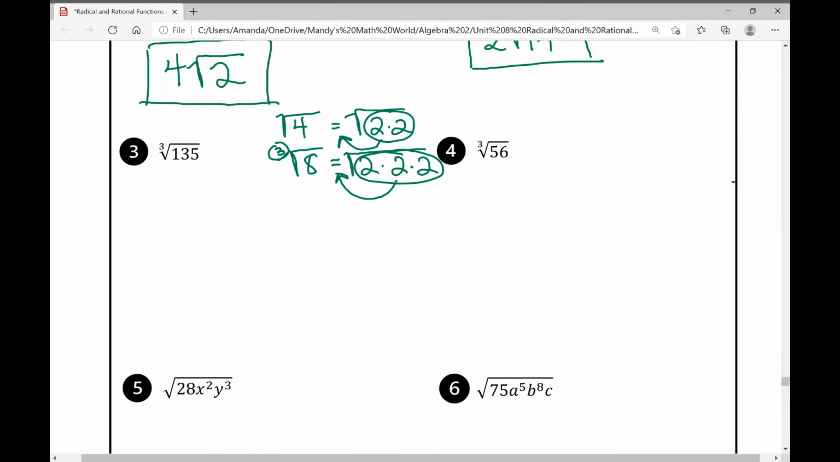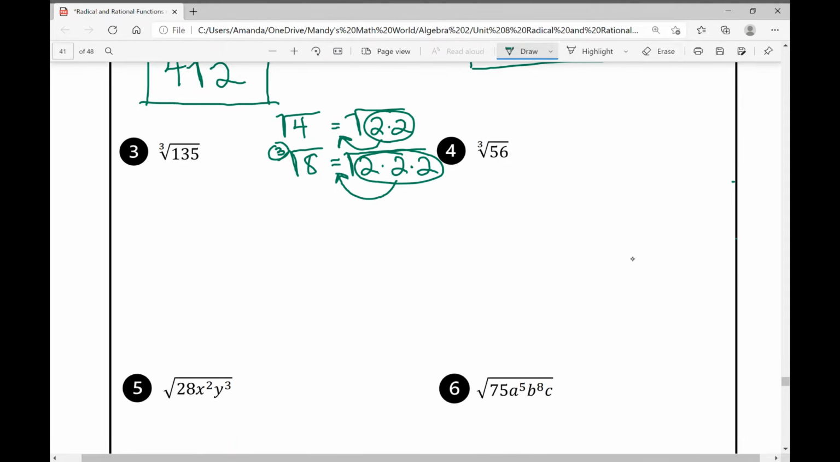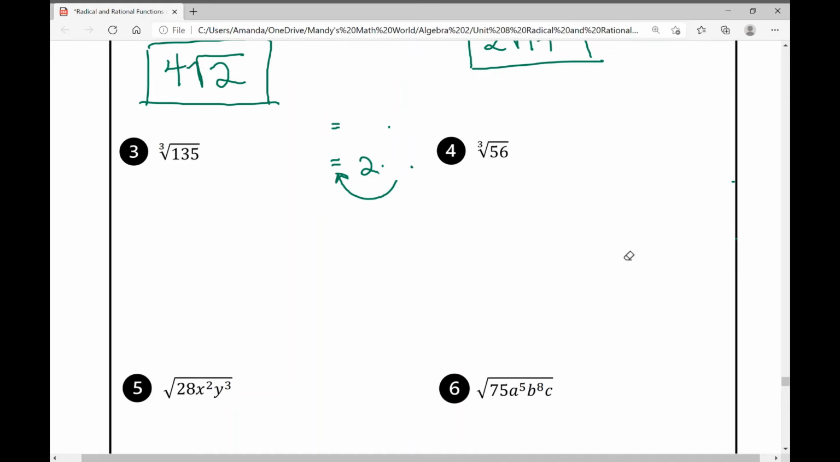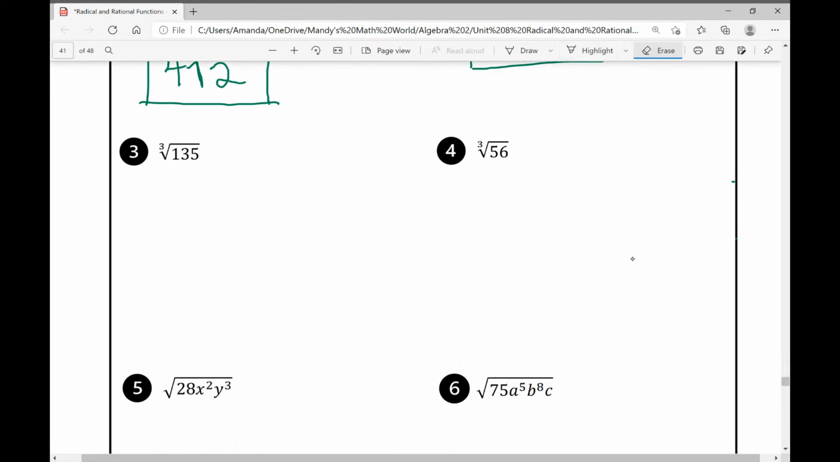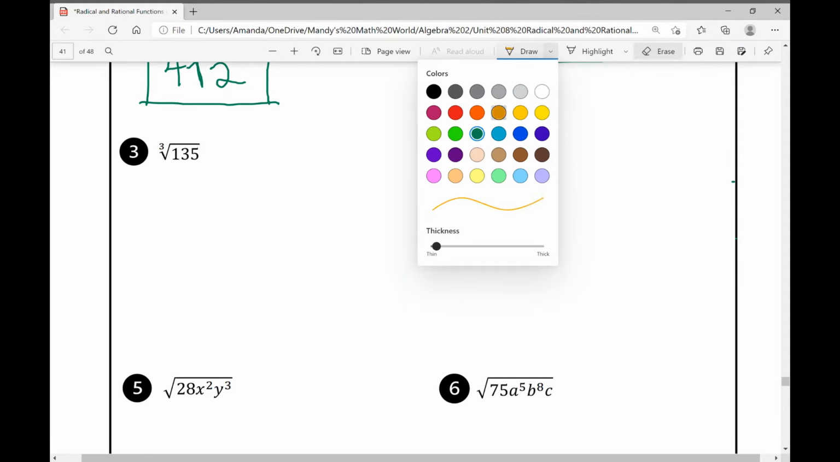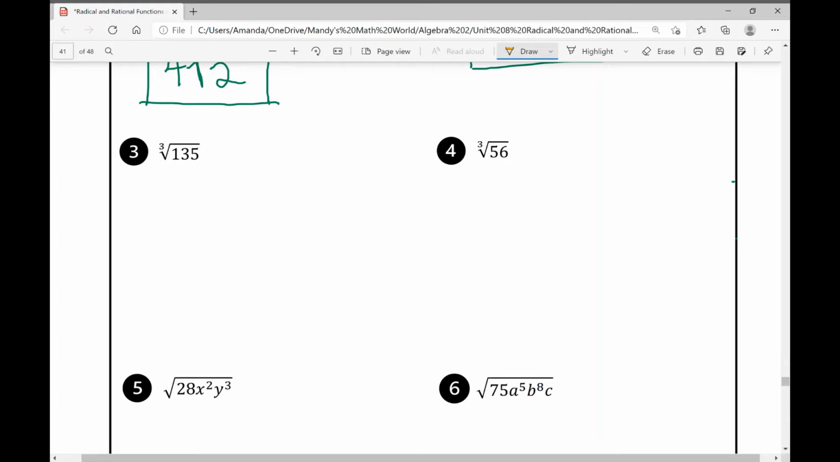So now let's look at how to do the cube root of 135, or how to simplify it in its most simple form. So let me erase this, and let's move on. Lots of erasing. And let's change colors here just because I want to. So the cube root of 135.